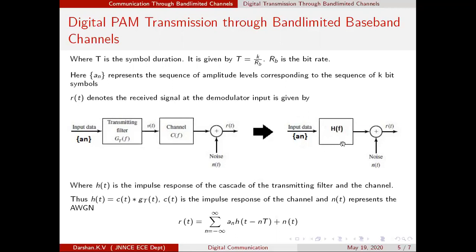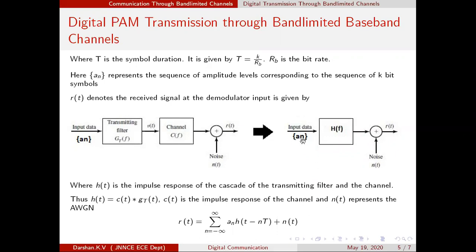What does this represent? The cascade of the transmitting filter and the channel. Then what would be h of t? Mathematically, if you recall the concepts of signals and systems, it is nothing but the convolution of the two impulse responses, that is c of t and g_T of t. So now you can easily write the expression for r of t.